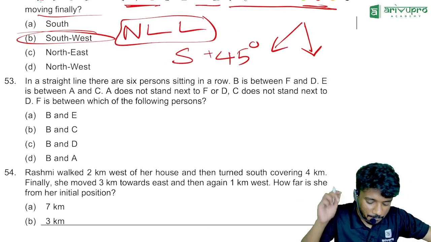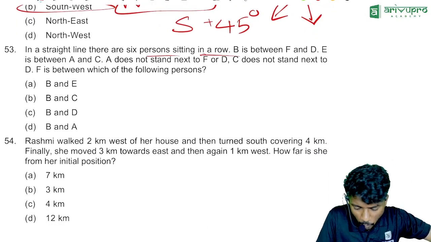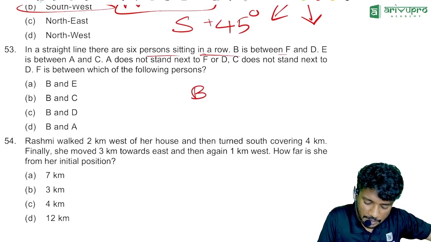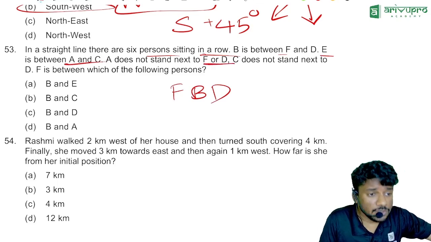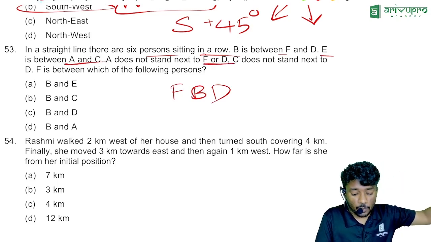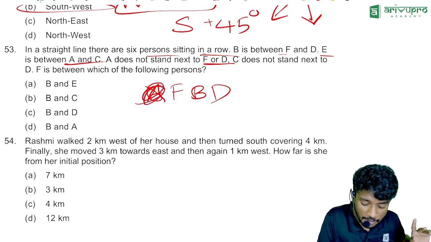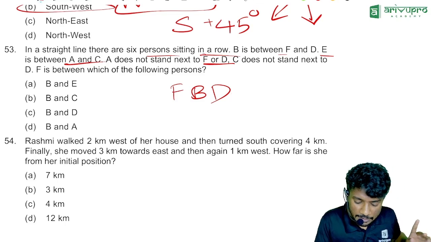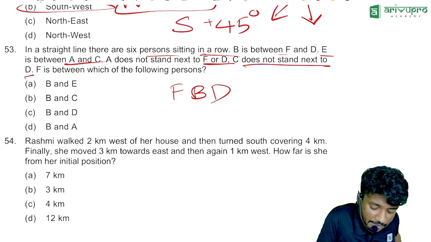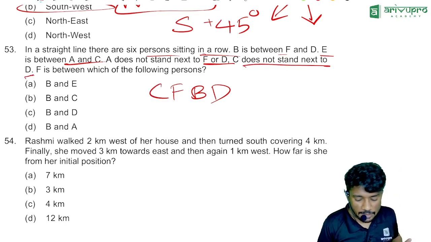Look at the question. In a straight line, there are 6 persons sitting in a row. B is between F and D. E is between A and C. A does not stand next to F or D. So A cannot be nearby to F or D. A cannot be here. A cannot be here. Then C does not stand next to D. So C cannot stand over here. So C can only stand over here.